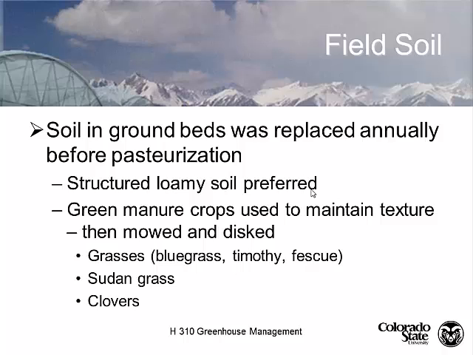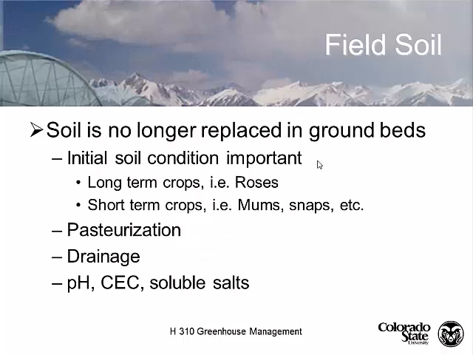Some of the green manures are things like bluegrass, Sudan grass, clovers. I think if you've ever dug up sod, you can see how friable and wonderful that soil is right in that 4 to 6 inches beneath your sod layer. I mean, that's the kind of stuff we're looking for. But when we bring it into the greenhouse, we're going to have to pasteurize it. We're going to have to clean it up. We're going to have to sterilize the soil to make sure we don't have any extra weeds or anything like that.